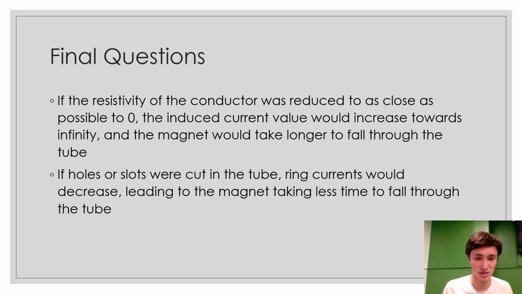So as far as the final questions for this lab go, if the resistivity of the conductor was reduced to as close as possible to 0, the induced current value would increase towards infinity, and the magnet would take longer to fall through the tube than it already has now. If holes or slots were cut in the tube, the ring currents in the tinfoil would decrease, which would then lead to the magnet taking less time to fall through the tube than it is currently.